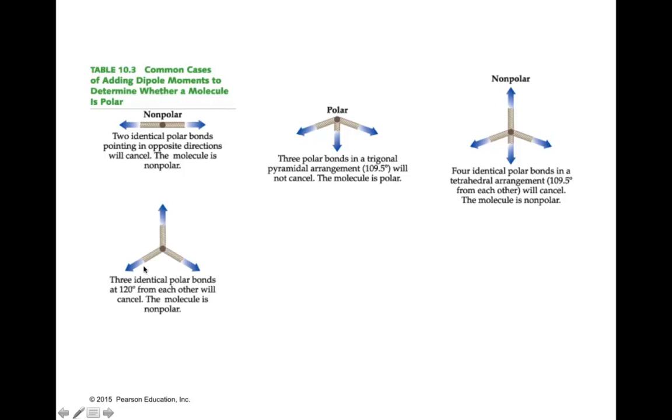Here we have the trigonal planar. They also have three identical polar bonds at 120 degrees from each other, and they're going to cancel between them, so that's why it's going to be a nonpolar molecule. And here we're going to have the bent. They're pulling each other apart, but they are not going to cancel between them. So this type of molecule, the bent one, is going to be polar.